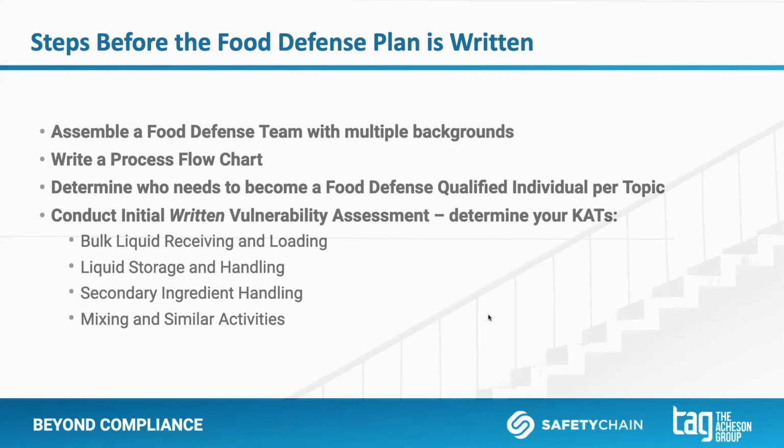And the intentional adulteration rule has lots of flexibility, and there's many ways to determine how you can do your vulnerability assessment. One of them is simply by determining your key activity types. And for those of you who don't know what those are, there's 4 of them. There's bulk liquid receiving and loading, liquid storage and handling, secondary ingredient handling, mixing, and similar activities. So those are the 4 key activity types.